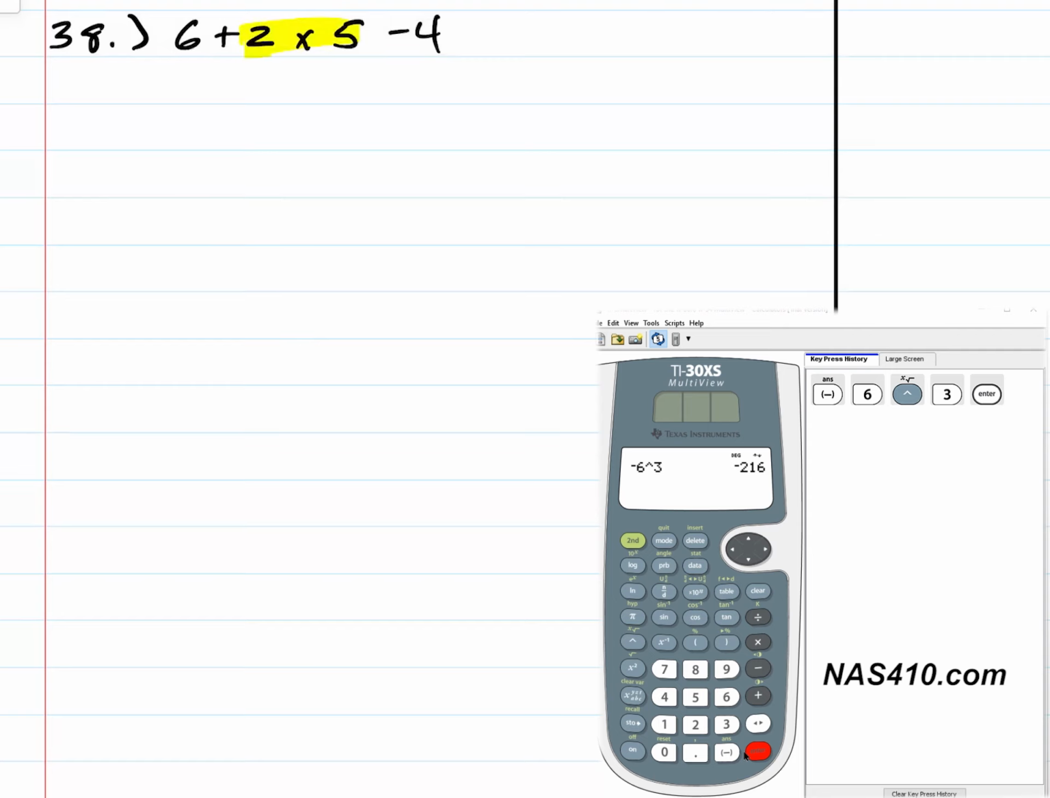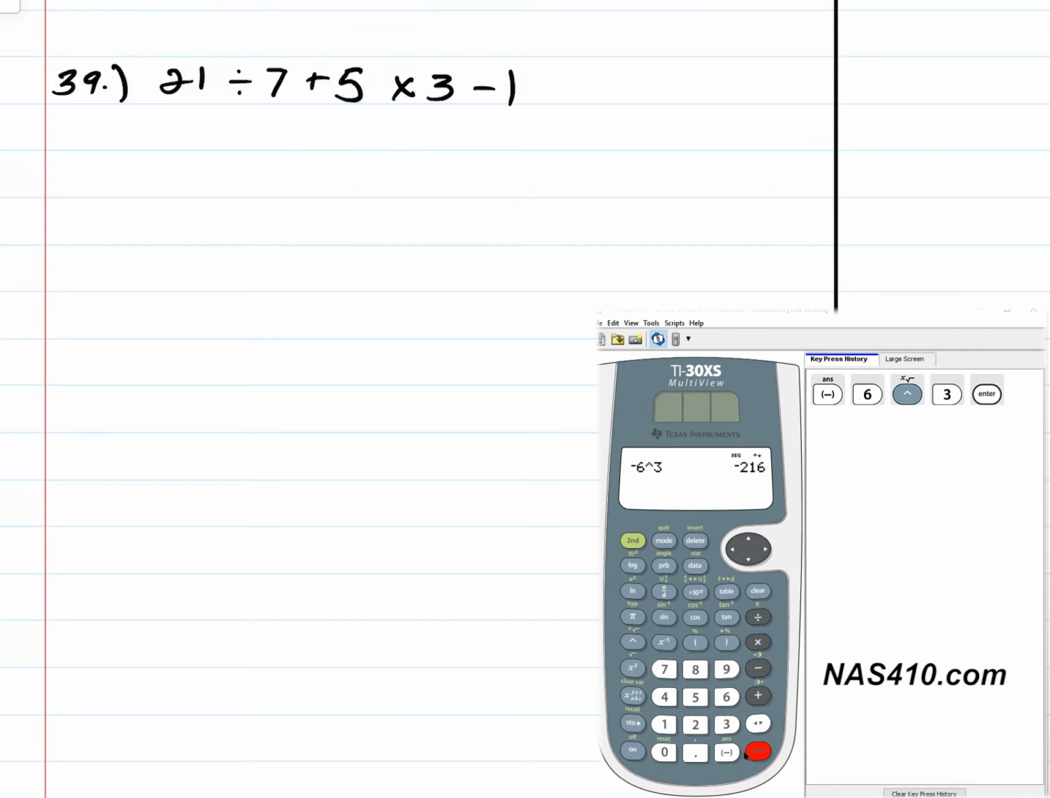And so I'm going to say I have 6 plus 2 times 5 is 10 minus 4. All right. And then I just do my addition and subtraction from left to right. And so 6 plus 10 is 16 minus 4. 16 minus 4 is 12.